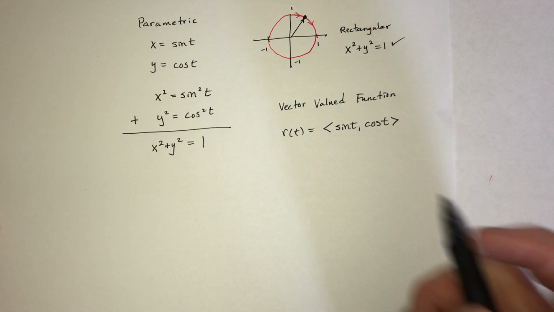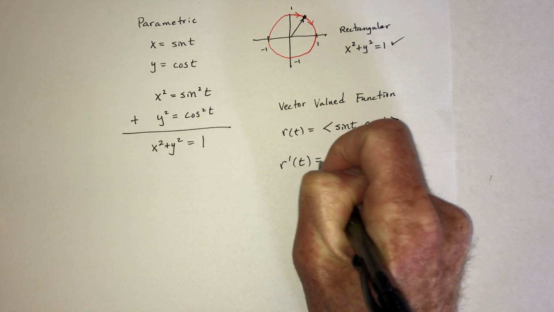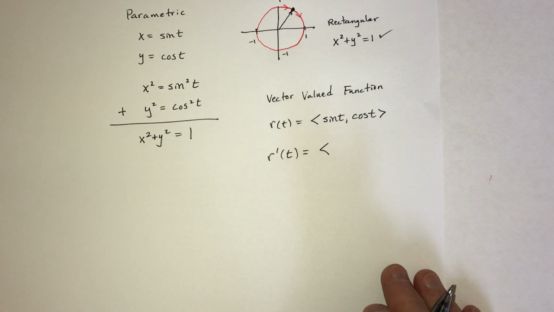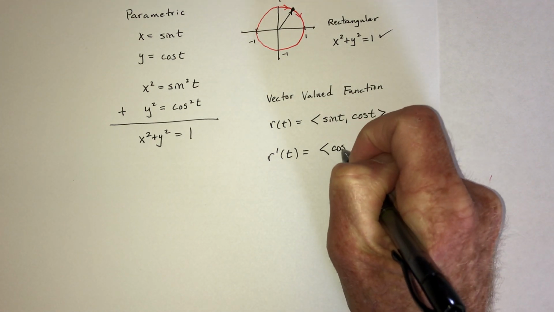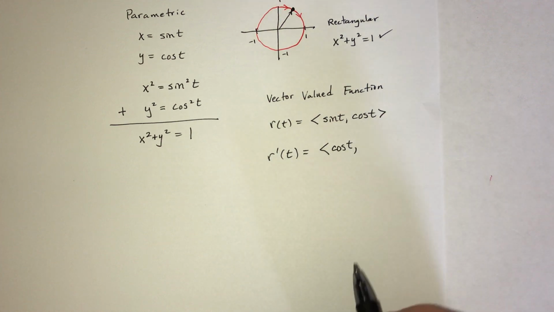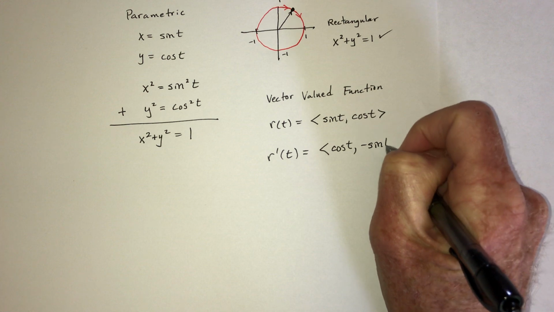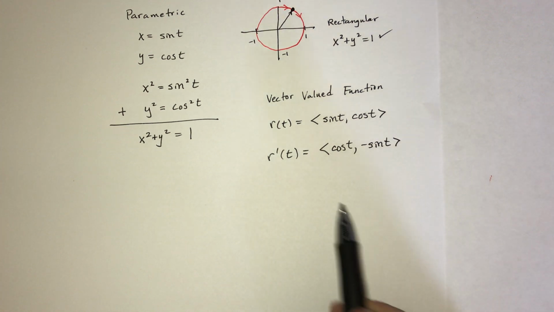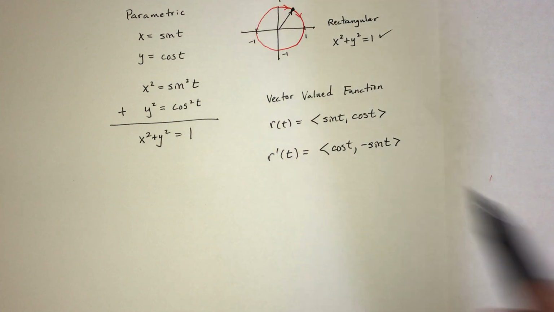Now, what about if we take the derivative? You just go to each component and take the derivative. The derivative of sine is cosine. The derivative of cosine is negative sine. If this is the position function, then this is the velocity.